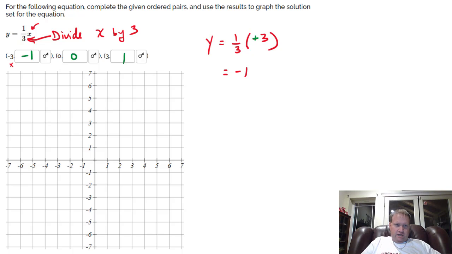So I'm going to go left 3 and down 1. That's that first ordered pair. And then I'm going to, at the origin 0, 0, and then over 3 up 1. And I end up with this equation right here. It's kind of less steep. It's got a smaller slope. And there it is, y equals 1/3 x.